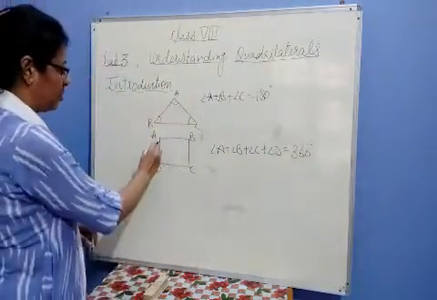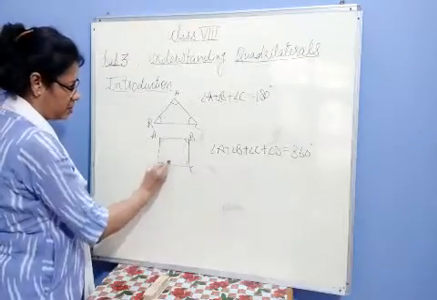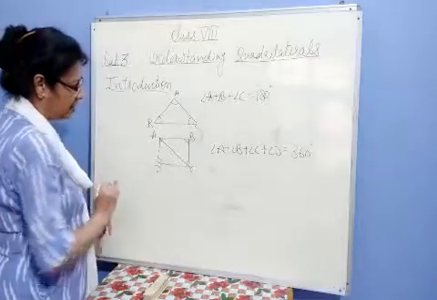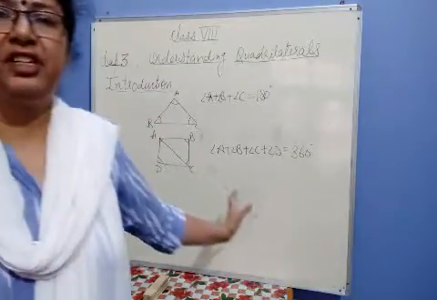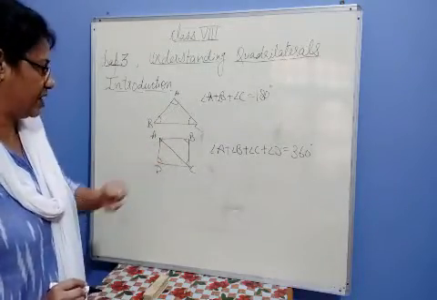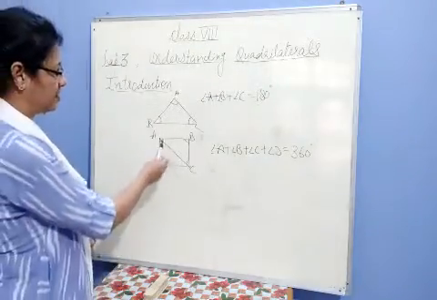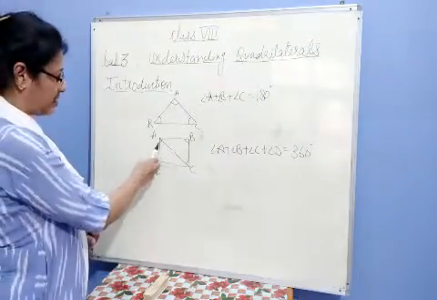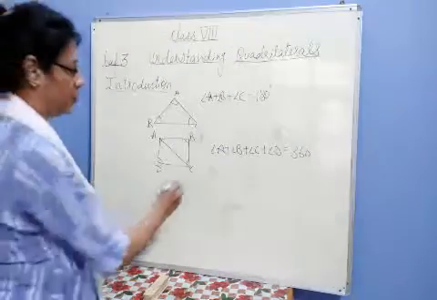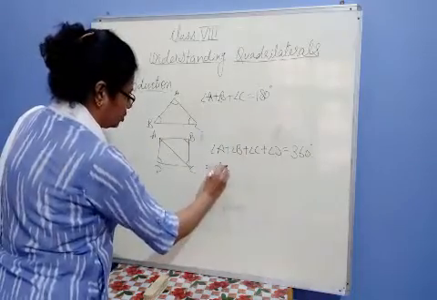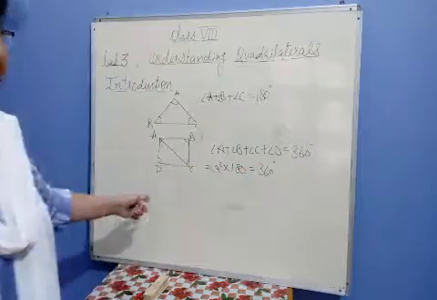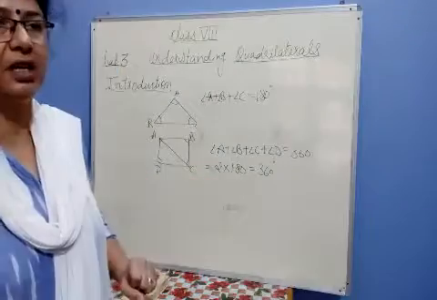This is the sum of interior angles of a quadrilateral. How does it come? Actually, when we join AC, our quadrilateral is divided into two triangles. First is triangle ABC and second is triangle ADC. The sum of the three angles of triangle ABC is 180 degrees and of triangle ADC is 180 degrees. So here we have two triangles, so we can solve like this: 2 into 180, that is 360. So in this way we get the sum 360 degrees.